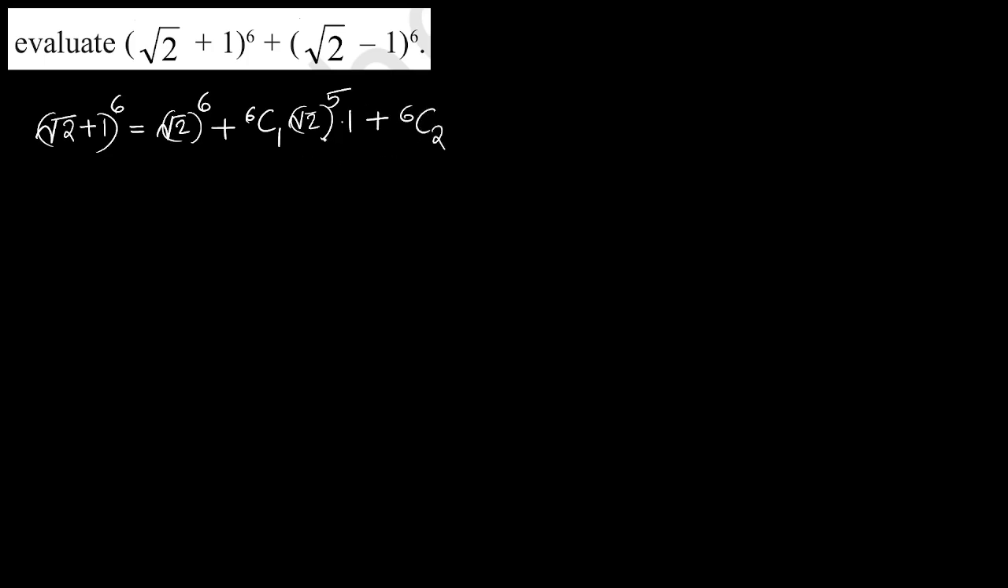Let me complete this line. After that you can ask me doubt. Root 2 raised to 5 becomes root 2 raised to 4 next. Power will be decreasing. But 1 becomes 1 square in the next term. So after 6c2 you will get 6c3. After 6c2 the next coefficient will be 6c3.